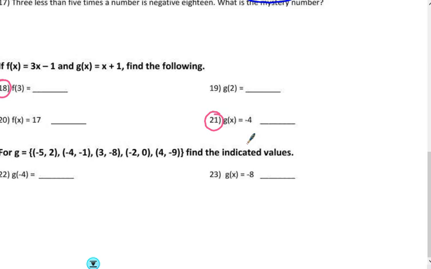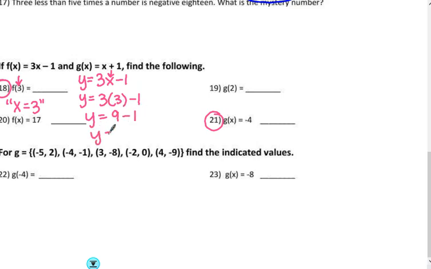Remember to first pay attention to which letter we're working with. Here we're talking about the f function. Remember, if it's inside your parentheses, that should tell you to plug it inside your equation. I'm going to go ahead and change that to y equals 3x minus 1. And I know that this is saying x equals 3, so I'm going to plug that in for x. So I would have y equals 3 times 3 minus 1. 3 times 3 is 9. 9 minus 1 is 8. So the corresponding y value here would be y equals 8.